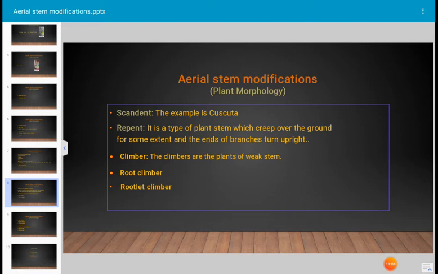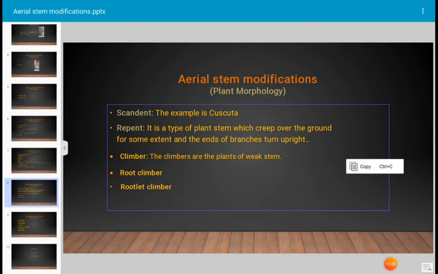Next, root climbers. The plants climb over other plants or other objects by a special type of root which are called adventitious roots. The adventitious roots develop from the surface of the stem which is in contact with the supportive object. The roots help in fixation of the plant on the support, and such plants are described as root climbers.